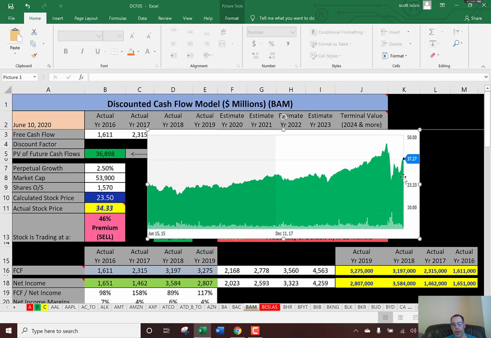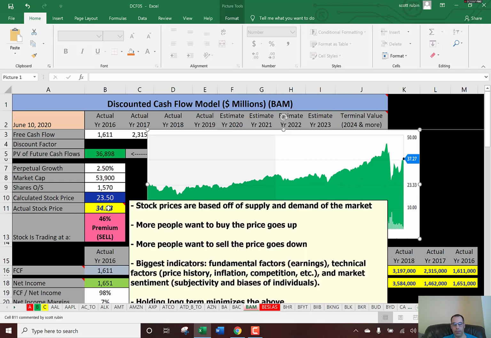So it looks like it was trading in the 20s a year or two ago, and it did drop when coronavirus hit. It's come back up a little bit. So obviously the stock price just is based on supply and demand of the market. The more people that want to buy the stock, the price goes higher, and the more people that want to sell the stock, the price gets lower.